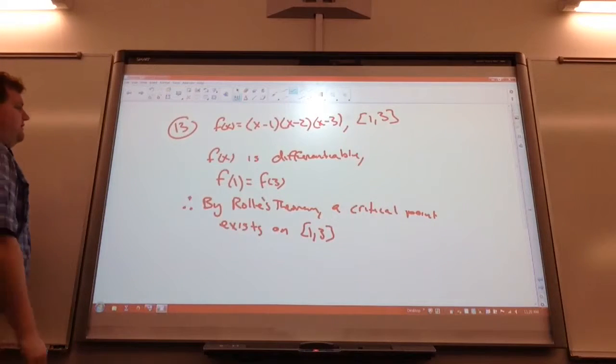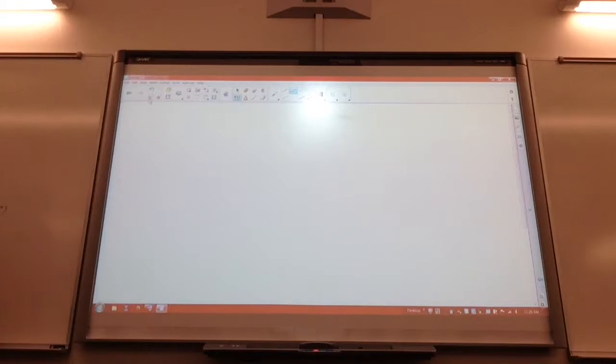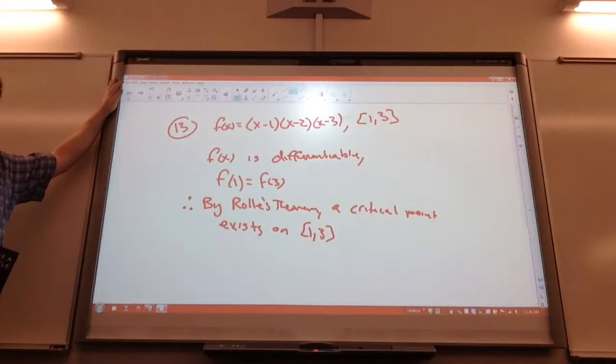Yeah, Rolle's theorem is pretty much essential. Okay. Let's look at another one. We're going to move on from the Rolle's theorem questions because they're fairly straightforward at this point. You should get how they work. Let's look at some mean value theorem questions. By Rolle's theorem, there's a critical point on the interval from 1 to 3. Which is what Rolle's theorem basically says.